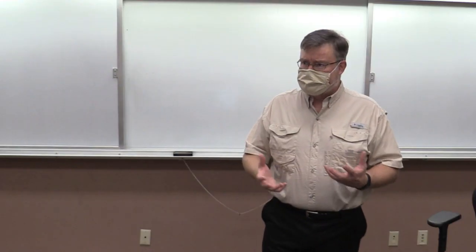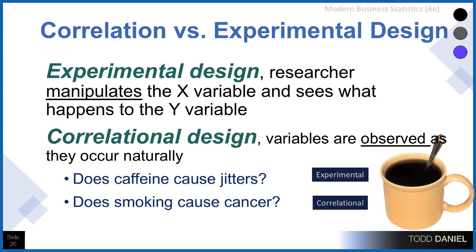Here's a great example that really illustrates why we need correlational design. Let's say we wanted to do some research about caffeine, and we want to know, does caffeine cause jitters? We're going to give people caffeine, and then measure something about their heart rate, or how much shakiness they have in their hands, or some other outcome variable.